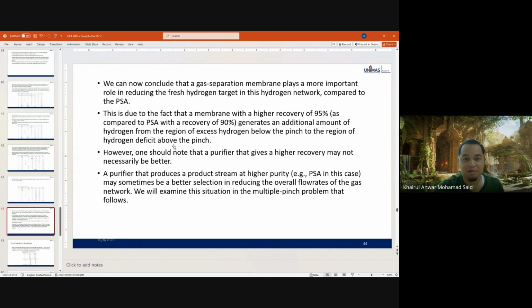So one should note that a purifier that gives a higher recovery may not necessarily be better. That's why we do the GCA before we commit to a feasibility study or buy the equipment. We do this one first. Let's simulate. A purifier that produces a product at high purity will sometimes be a better selection.